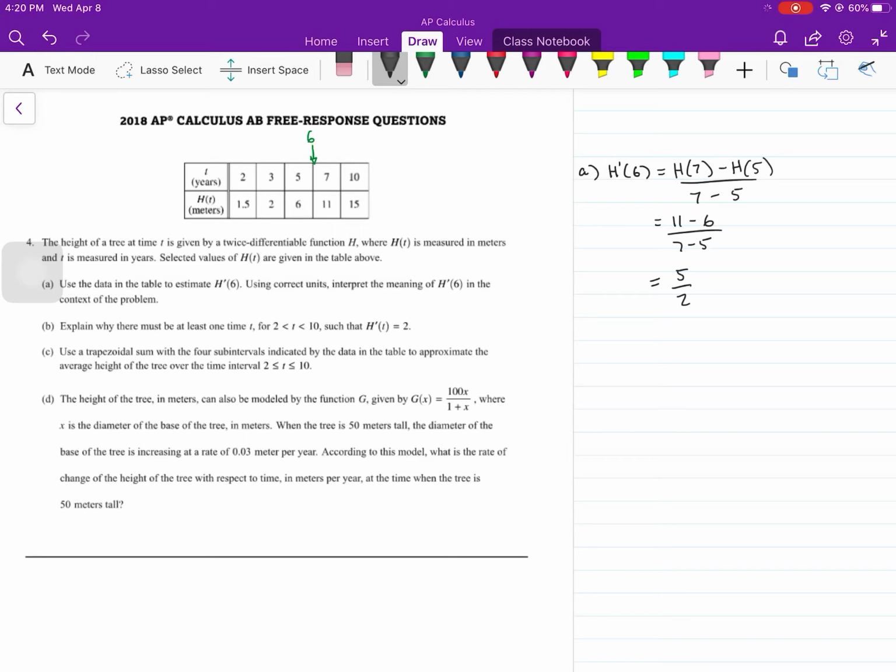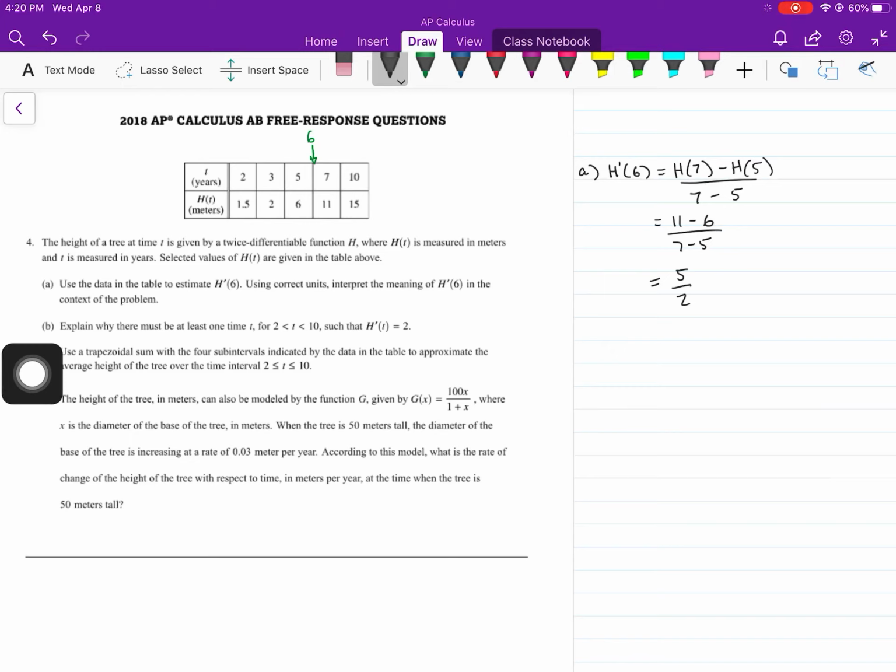So what is this? If we're going to interpret this in the context, let's read what the problem is. So the height of a tree at time t is given by the twice differentiable function h. So h represents the height of the tree. Don't get too confused about twice differentiable. It just means that we could take the derivative not just once, but twice of this. So don't get too mixed up with these extra words. It's just setting up stuff that we might see in the future that's really not too big of a deal. It's just making sure it establishes it in the front. So the main thing here is that h represents the height of the tree.